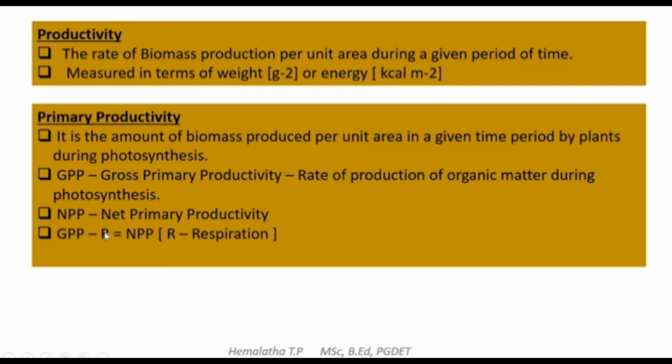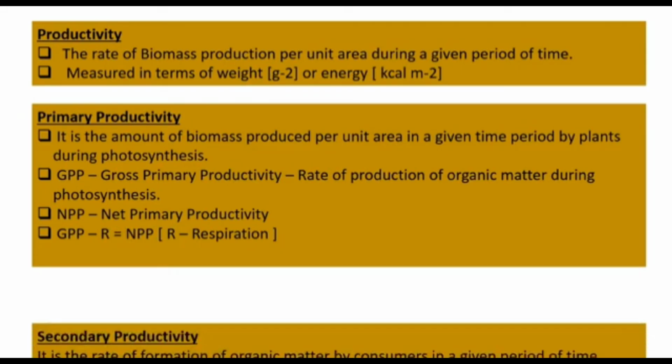What is that reduction? That reduction is nothing but respiration. For the respiration process, the plants take up some of the biomass for themselves. So from the gross primary productivity produced by the plant, a small amount of biomass was utilized by the plant for itself. That we have to reduce. After reducing the small amount of biomass used by the plant for respiration, whatever remains is called NPP, net primary productivity.